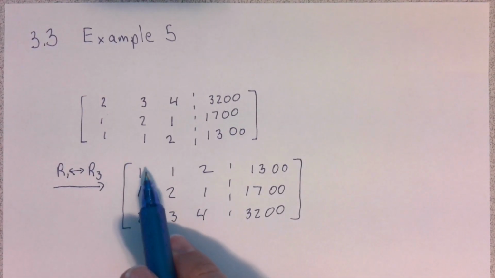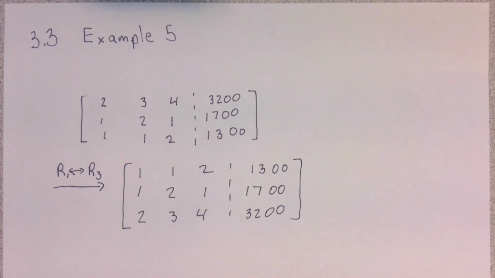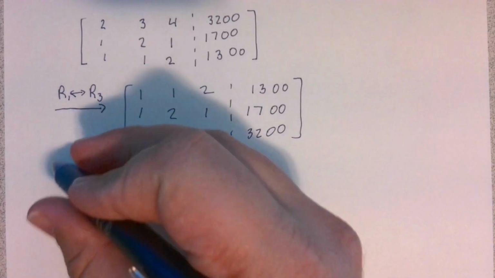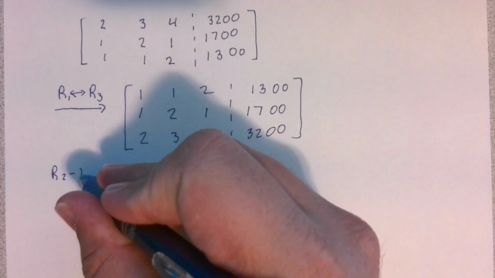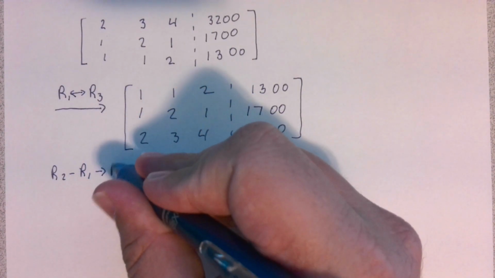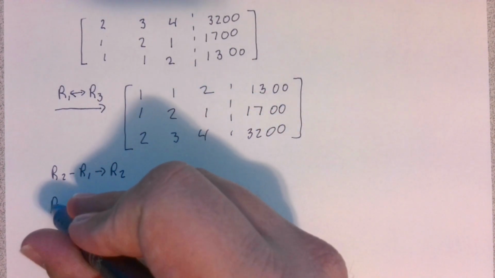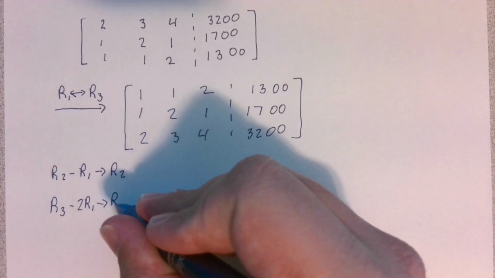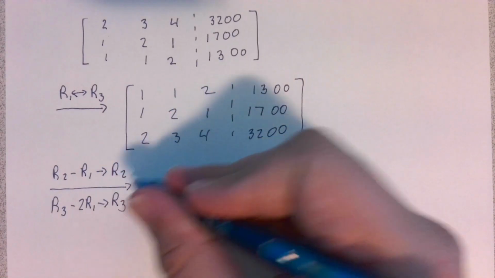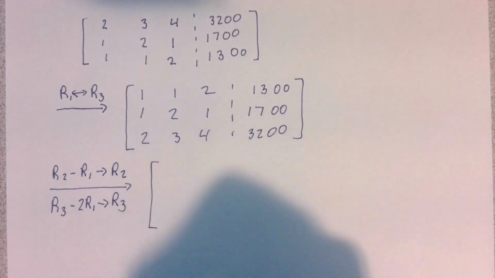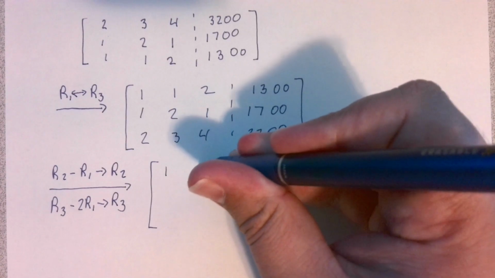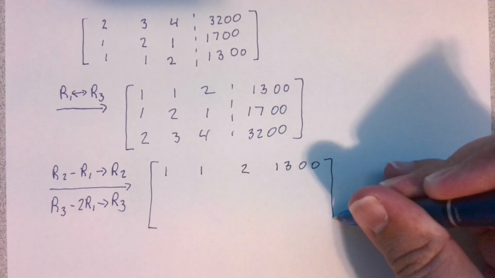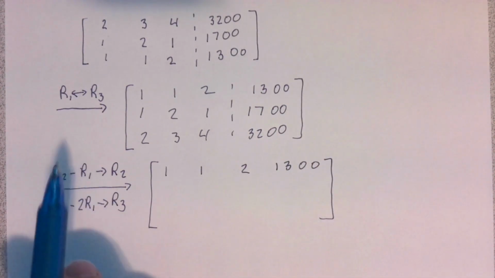Now with a 1 in the first diagonal entry, I'm going to use it to make zeros in the rest of column 1. So row 2 minus row 1, replace row 2. Row 3 minus 2 row 1, replace row 3. So in this scenario, row 1 does not change. And then row 2 minus row 1.